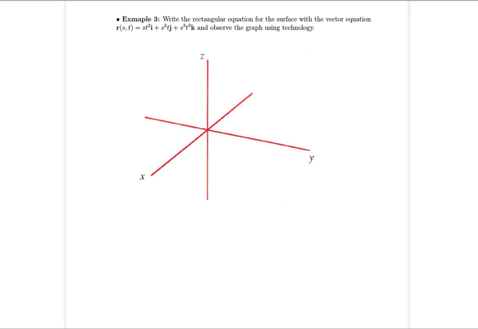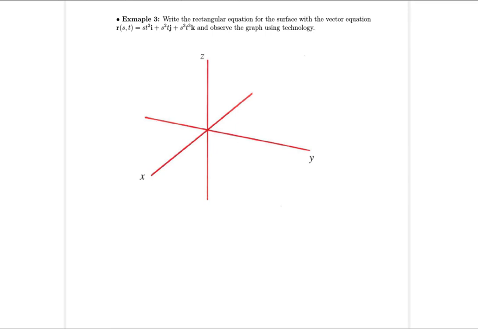All right, so in example 3, it says write the rectangular equation for the surface with the vector equation given and observe the graph using technology. I put a graph here in the notes. We can ignore it though because this is going to be a pretty tricky one to sketch. So we're just going to go ahead and write out the rectangular coordinates version and then use technology to get a look at this thing.